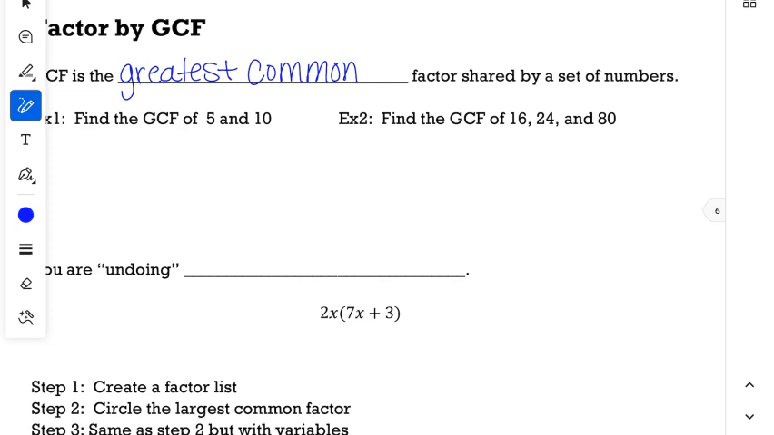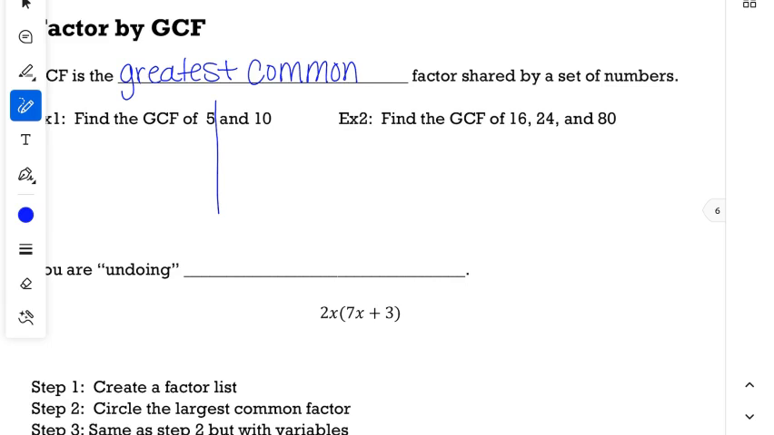Okay, let's find the GCF of 5 and 10. If you're really struggling with multiplication, you can use the calculator for this. But to show your work, I don't want you to just put a number there. This is how I want you to show your work.